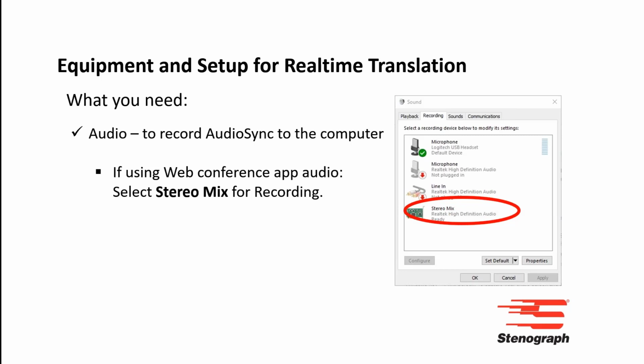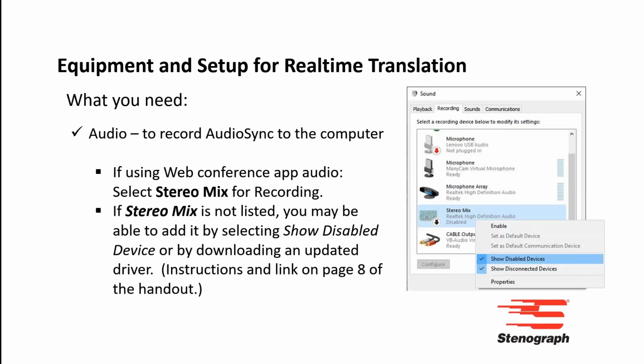All you have to do, and I have this on page 8 of your handout by the way, is go to Control Panel, click Sound, click the Recording tab, and then just select Stereo Mix. However, not everybody's got that, especially those of us on Windows 10. That particular driver option may have been disabled, or it may never have been loaded. You may have an old version of your audio card firmware, and it may not be on there.